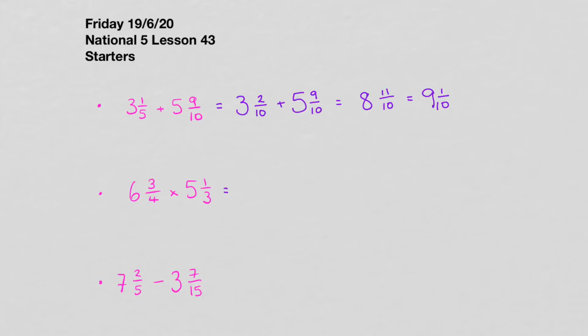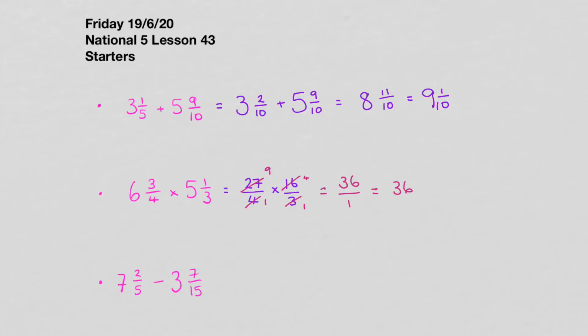Okay, the next one. We need to change into mixed numbers first. So that'll give us 27 over 4 times 16 over 3. Then we can simplify across our multiplication sign because we don't want to be working out 27 times 16 if we can help it. So looking at the 4 times table, we've got 4 there and 1 there. And looking at the 3 times table, we've got 9 here and 1 here. So altogether, we've got 36 over 1, and we can just write that as 36. Because remember, the value of a fraction is the top divided by the bottom. So 36 divided by 1 is 36.